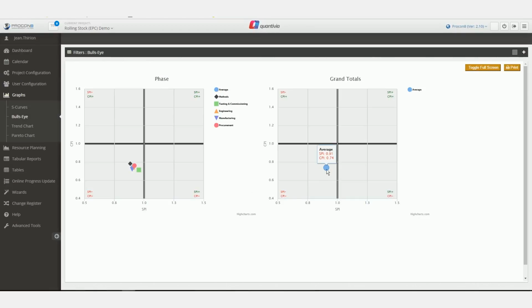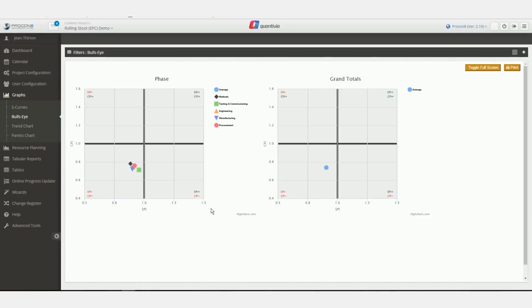The axes on a bullseye chart represent the schedule performance index as well as the cost performance index, and place your categories on a two-dimensional plane relevant to their respective SPI or CPI values. Looking at this graph, we can see that most of the phases are in close proximity to each other, usually a good indication that the project is under control.